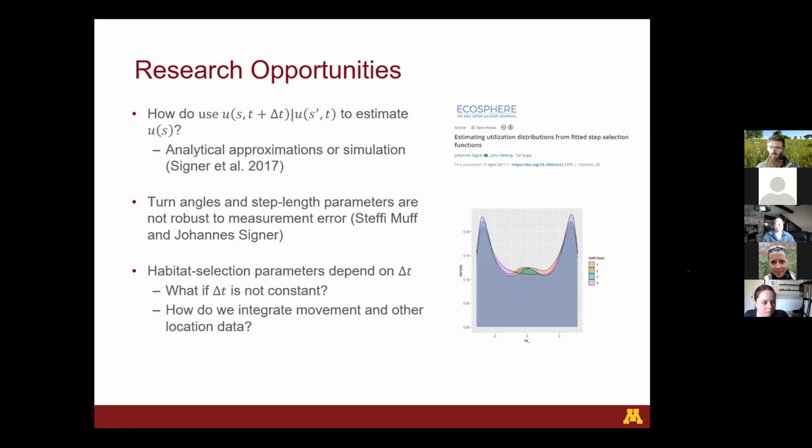There are things like movement between patches. You might find travel corridors used quite frequently, but you might have a different travel corridor available to you to get between two used habitat patches.